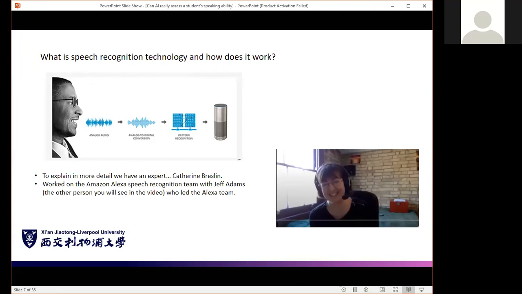So she was there from the start with Alexa and worked on its development through to releasing the first generation product, and going through the generations to it now being probably the most commonly used smart speaker. And they both work now at Cobalt Speech.